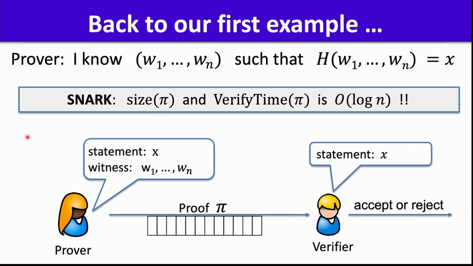And the remarkable thing is that the proof is only logarithmic in the size of n, logarithmic in the size of the witness. And also the verifier's time is only logarithmic in the size of the witness. This looks impossible. How can the verifier possibly be convinced that the prover knows a witness of size a gigabyte without actually looking at the witness and with only doing a logarithmic amount of work? This seems impossible, and yet we're going to show you exactly how that's done.